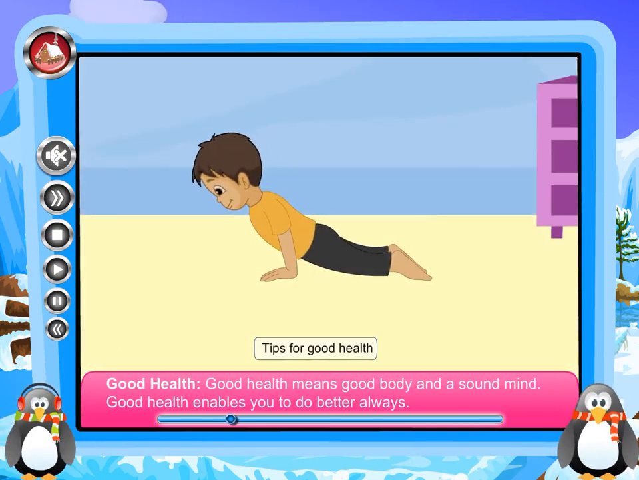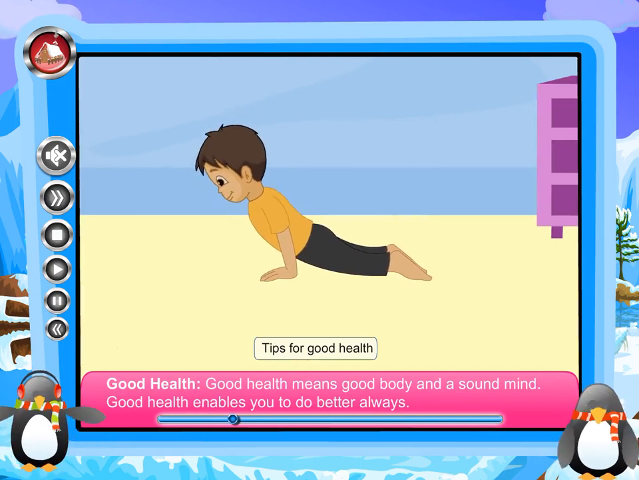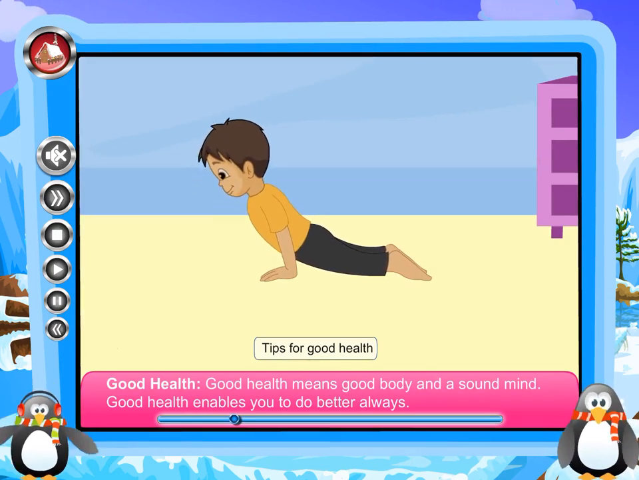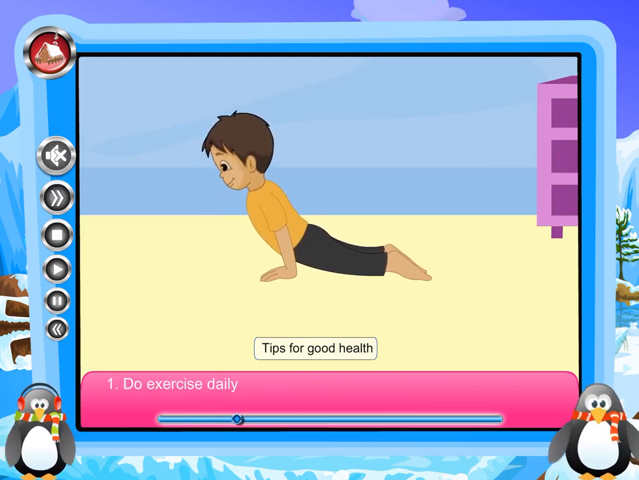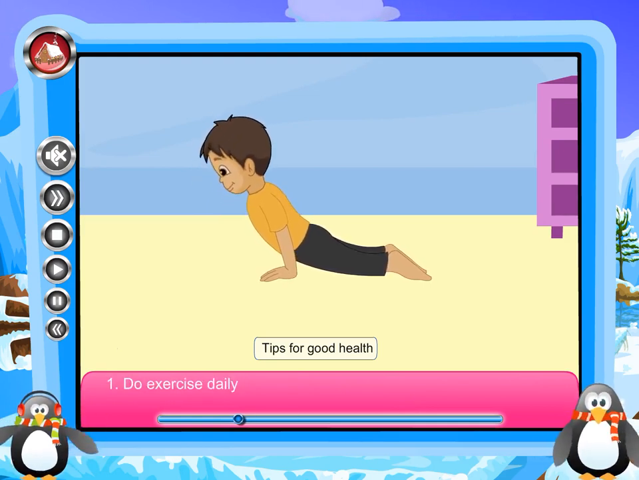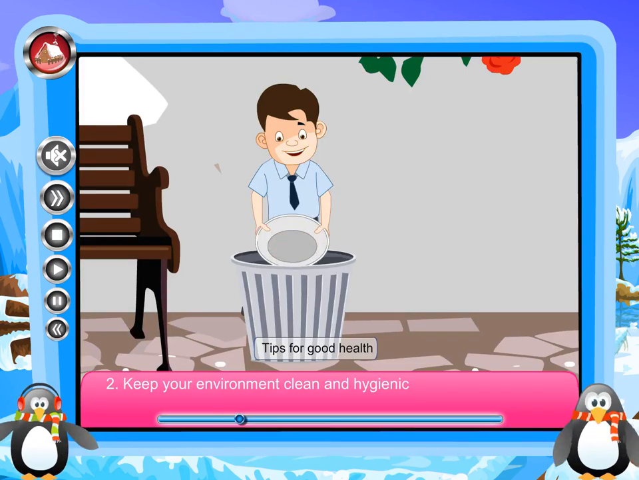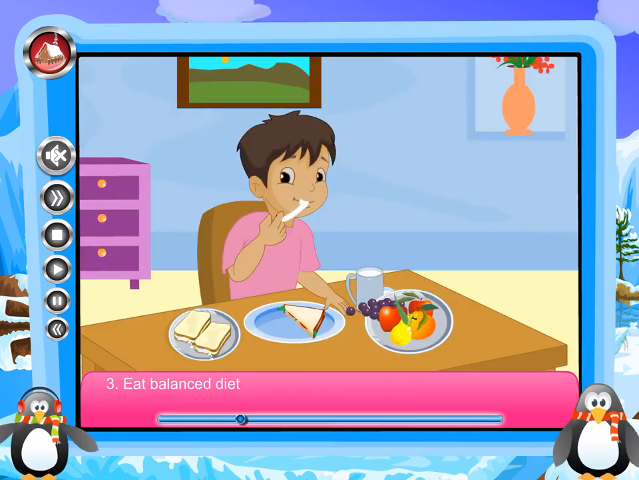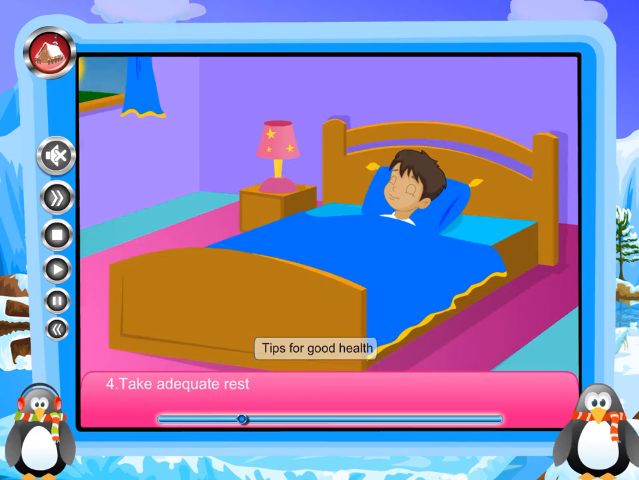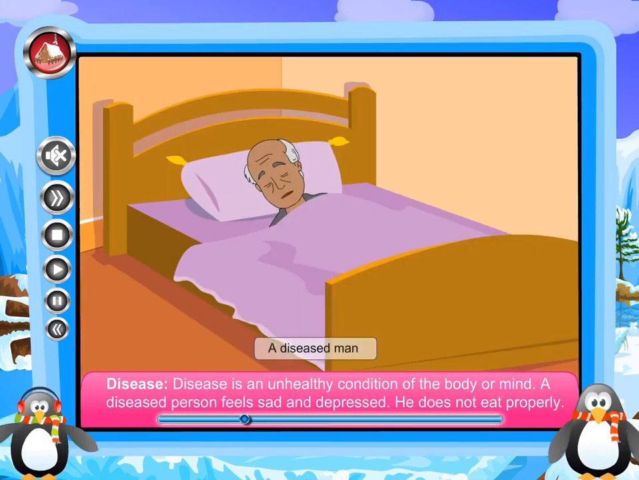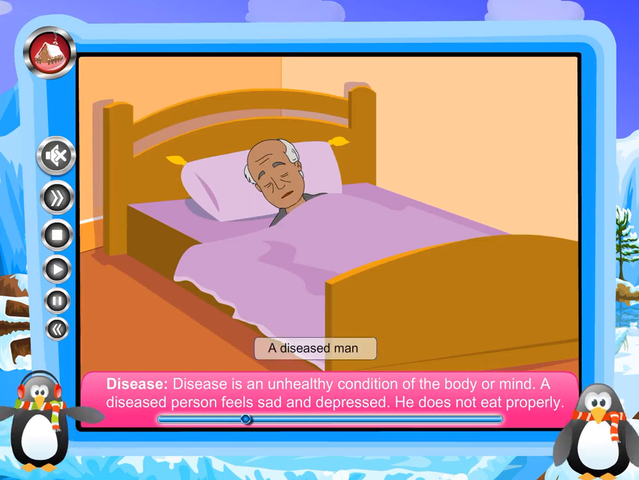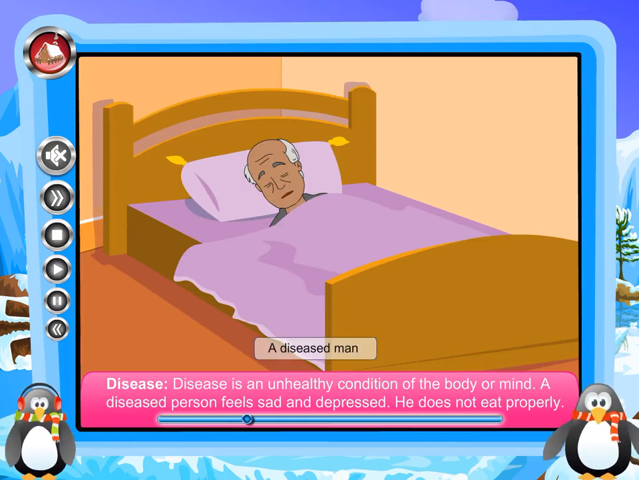Good health. Good health means a good body and a sound mind. Good health enables you to do better always. Here are tips for good health. Do exercise daily. Keep your environment clean and hygienic. Eat a balanced diet. Take adequate rest. Drink clean water.